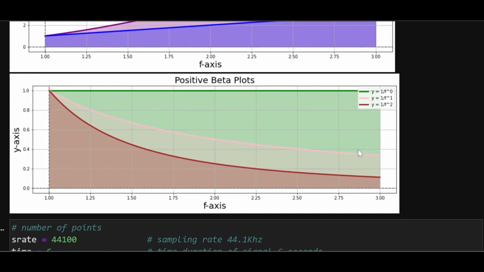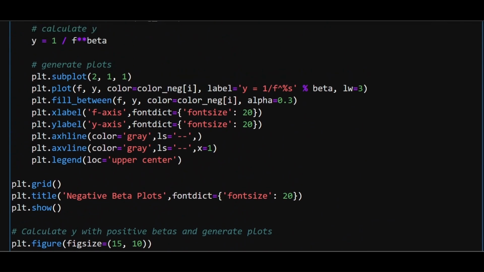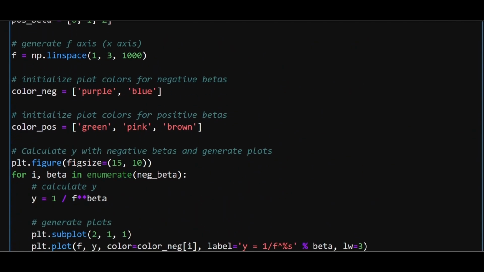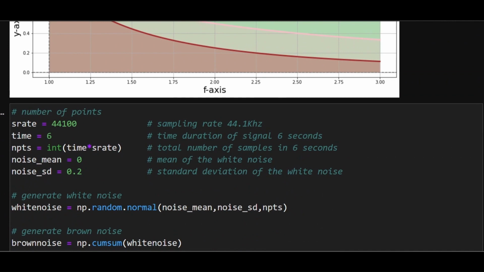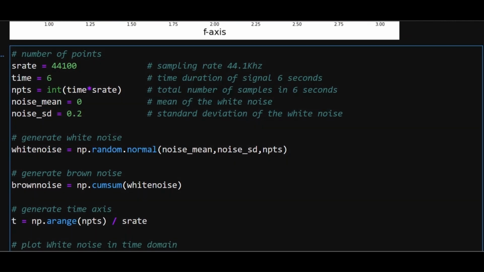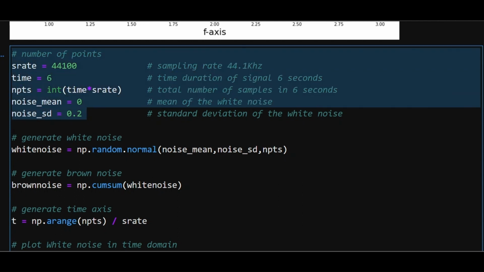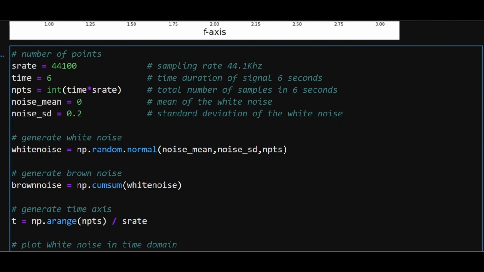So now we are going to go ahead and implement. Once we have understood how this whole function is behaving, then we can start generating each of these noises one by one, starting from the white noise. We'll essentially define some parameters here first. A sampling rate of 44.1 kilohertz, which is typical of any sound card in a computer. My laptop has a sound card which goes up to this particular frequency, so I've chosen this. I'll be generating a noise clip of 6 seconds, so 6 seconds multiplied by the sampling rate is the total number of samples that I'll have. I'm choosing my noise mean to be 0 and my noise standard deviation to be 0.2.